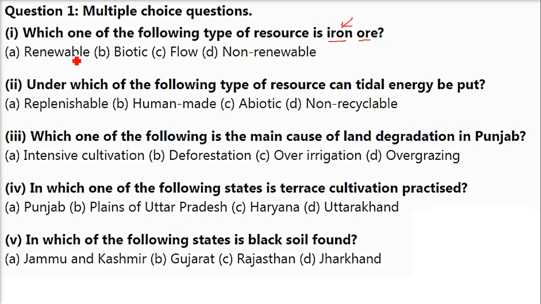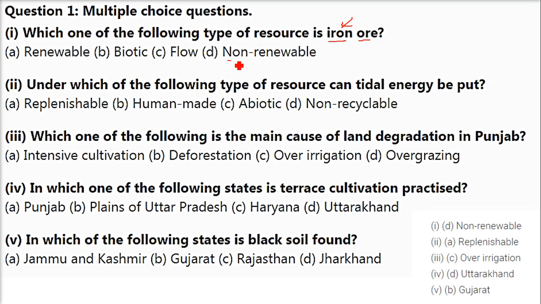It's a metal. So it's a non-renewable type of resource. Under which of the following type of resources can tidal energy be put? Jwar urja, tidal energy. The answer is replenishable. Means if the tides are coming, you use it, tide will go back and they will come again. Because of the movement of the moon, these waves come, and these are called the tides. So replenishable is the answer.